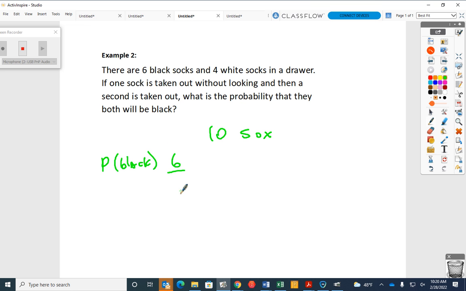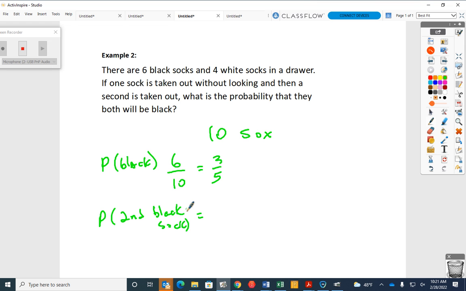6. There are 6 out of how many? 10. Out of 10. Now, can I reduce this? Yes, to what? 3/5. Okay, now, the second probability is another, we'll call it the second black sock. But something has changed. Okay?